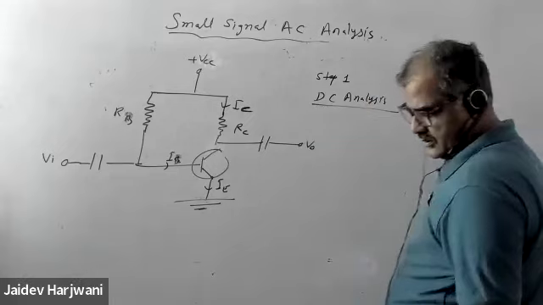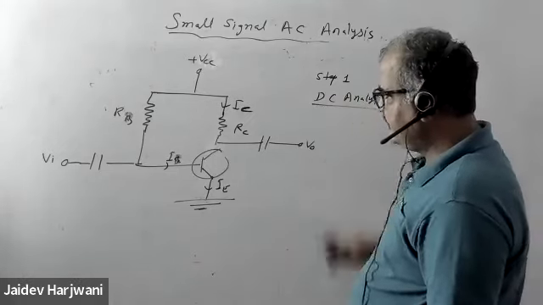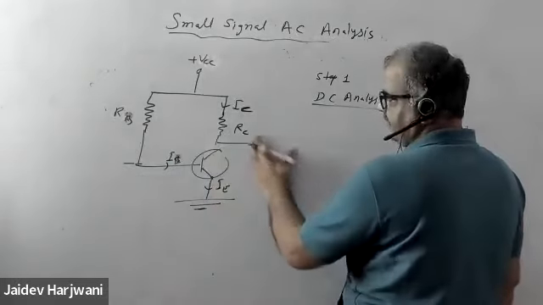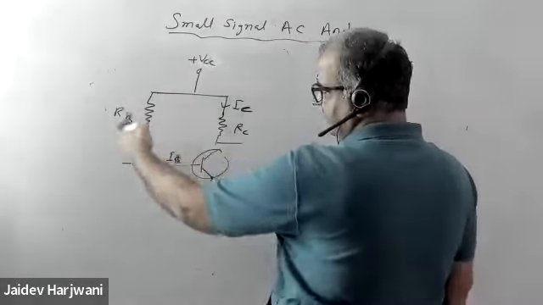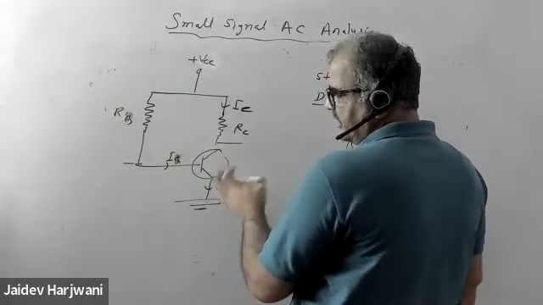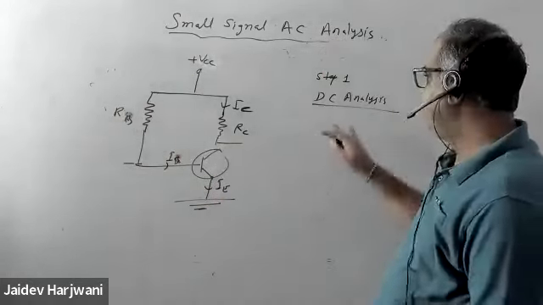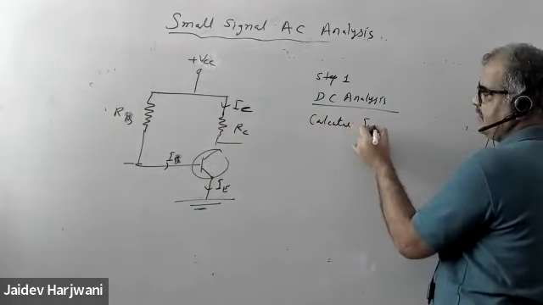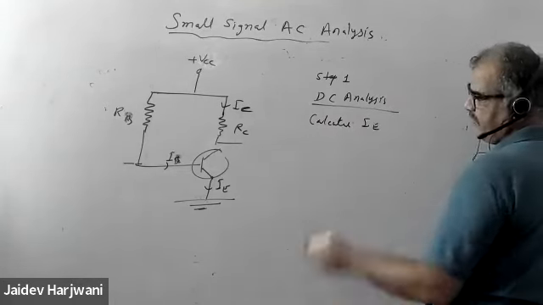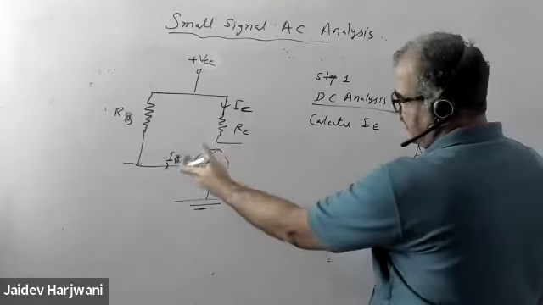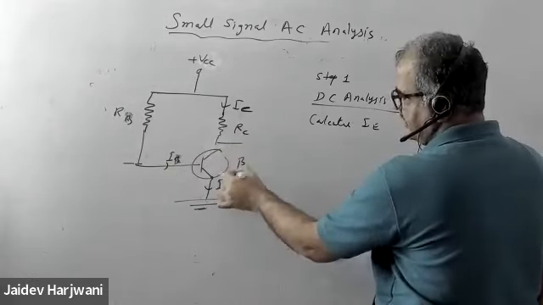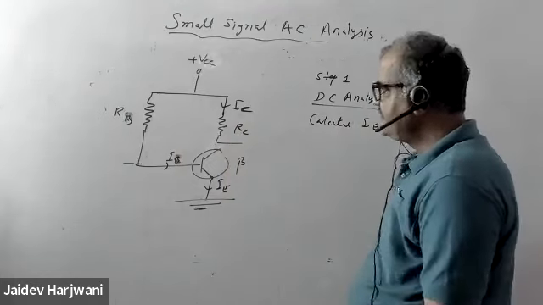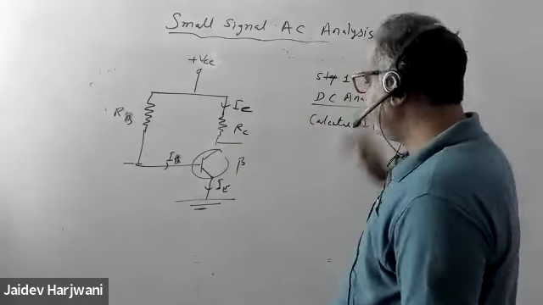DC analysis is simple. If DC is flowing, the capacitor will be like an open circuit, and now you can perform your DC analysis. The aim of DC analysis is to calculate IE. You can calculate IE if you know IB and if the beta is given. So the first aim is to calculate IE. Once you have calculated IE, step 1 is completed.